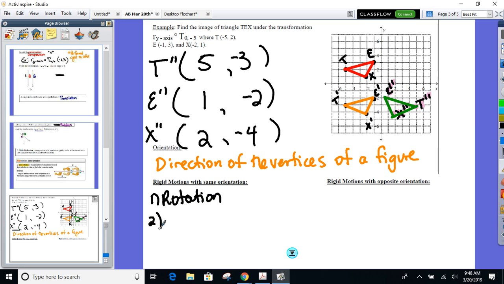Is there any others up on that list? If I slide a figure, is that going to change the order of the vertices? Nope. So translation.